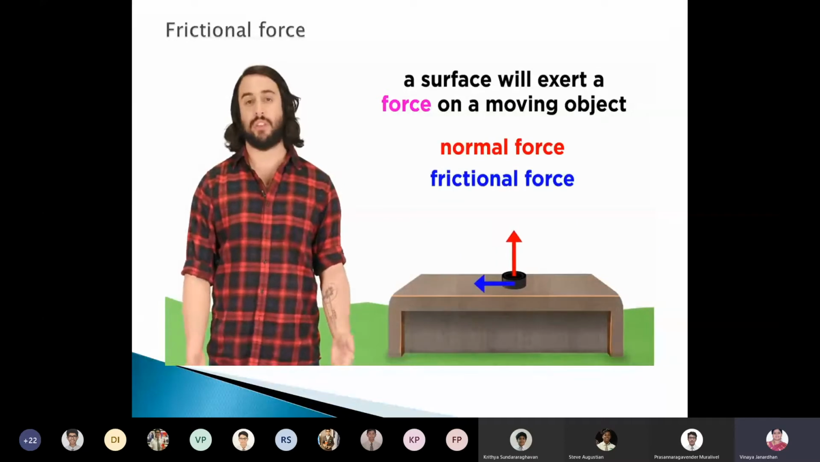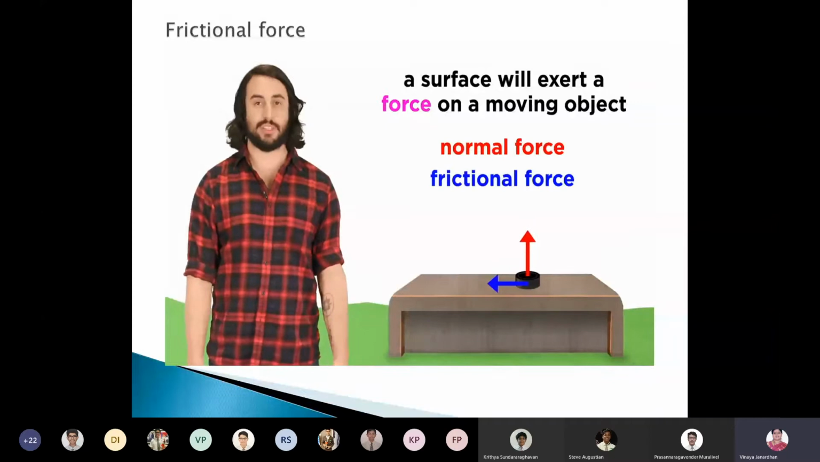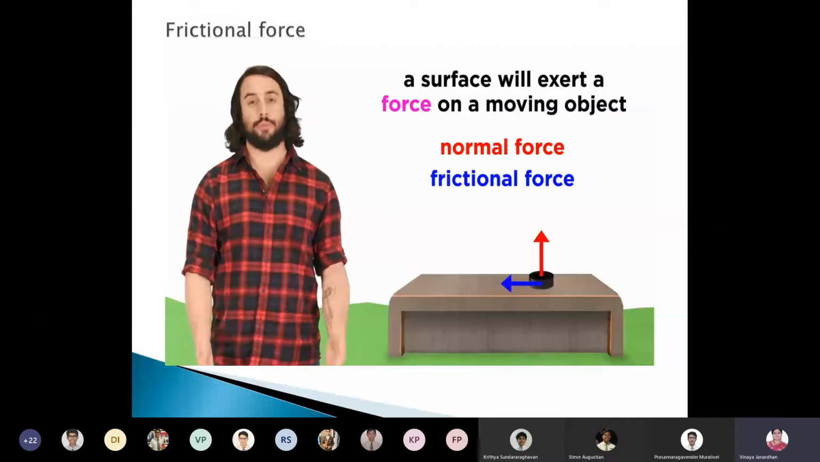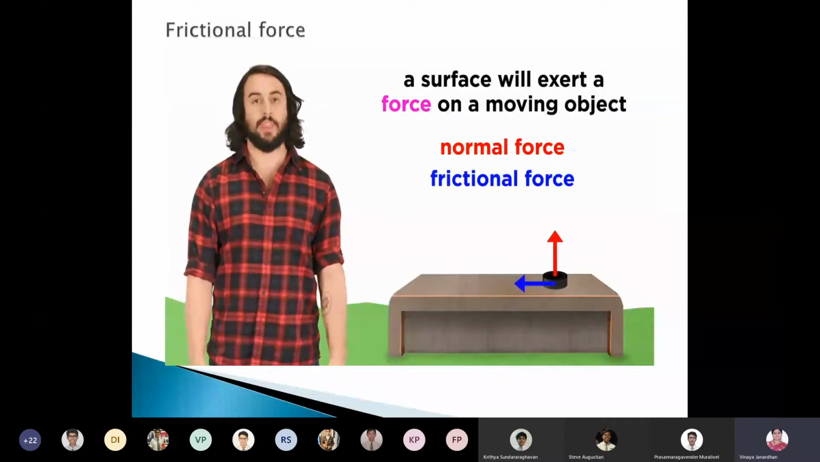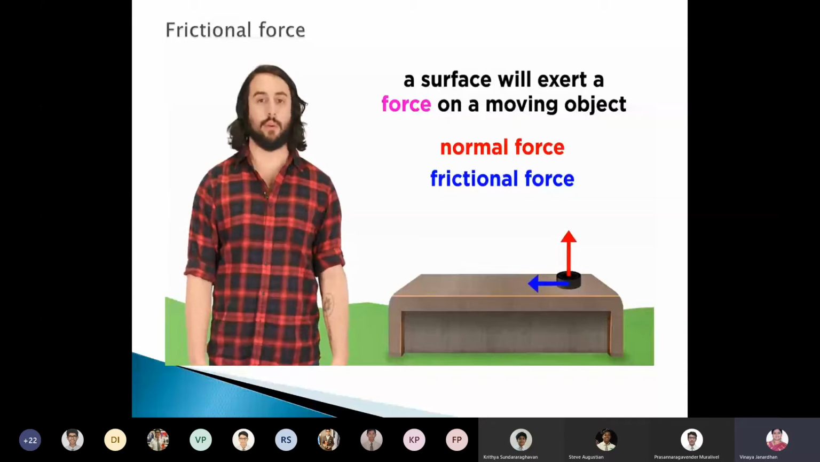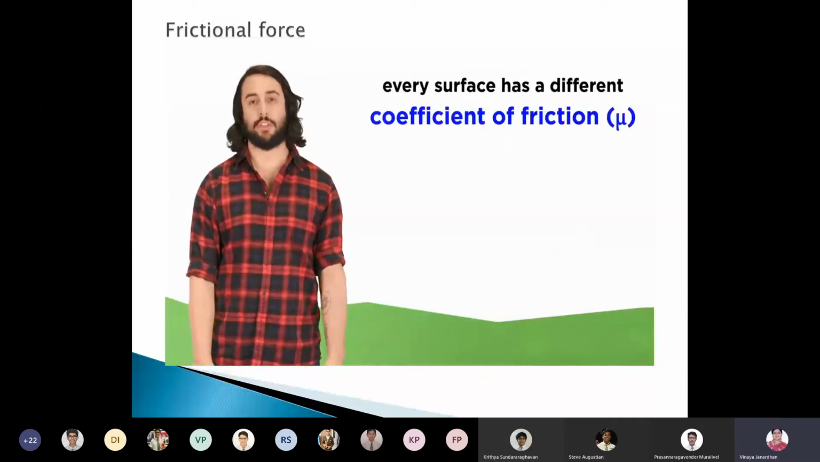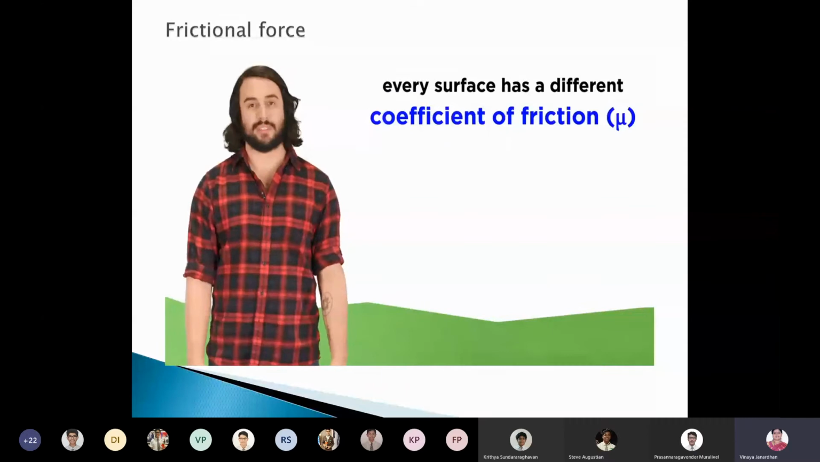There is also a component of this force that is parallel to the surface, and this is called the frictional force, or simply friction. This is the force that will resist the motion of the object along the surface. Every surface has some frictional coefficient that will vary depending on its composition.